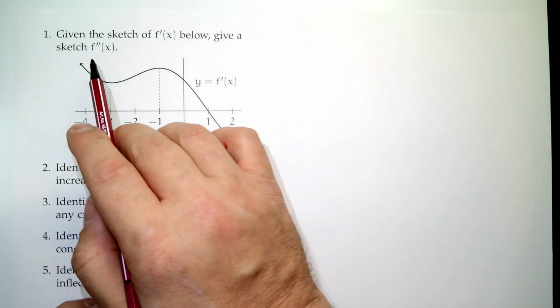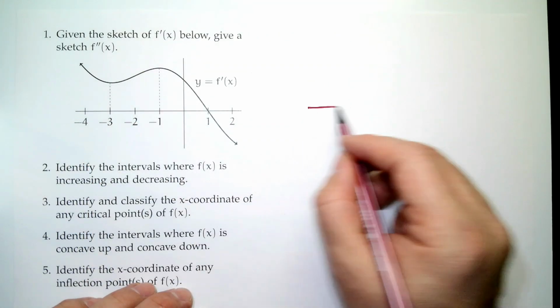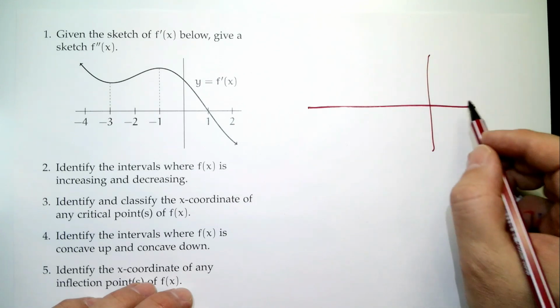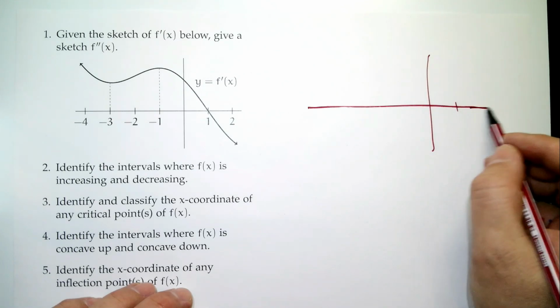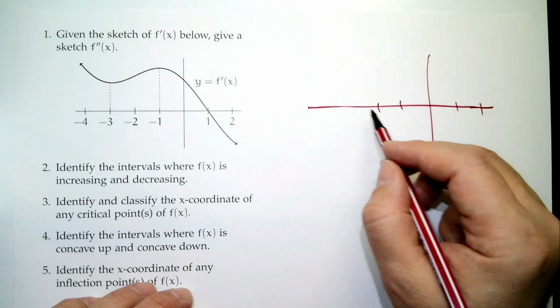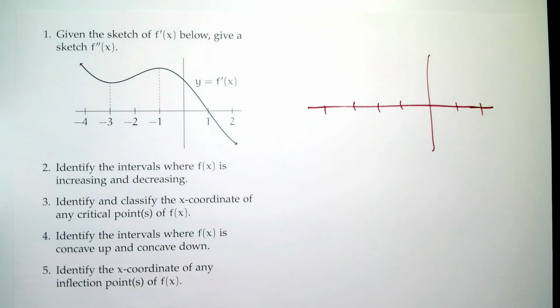Now, if I want to sketch f double prime, the first thing I should do is draw a set of axes. Okay, so there we go. That's not so bad. We don't have to be perfect, we just have to be reasonable. We think, okay, how does f double prime relate to f prime? Well, what's the answer? How do I get from f prime to f double prime?